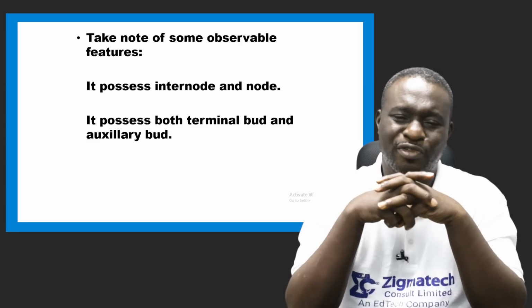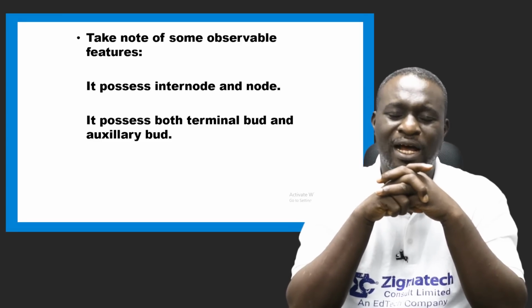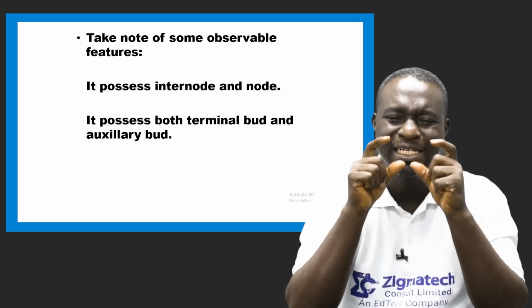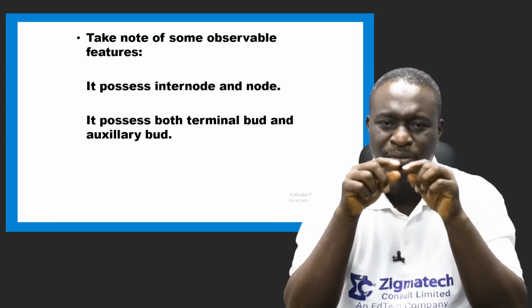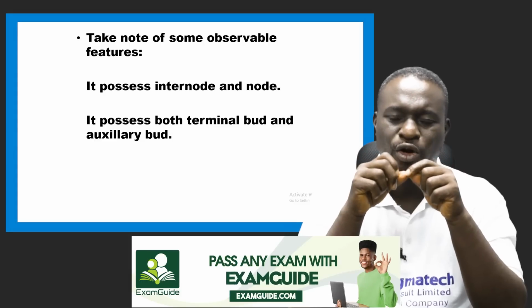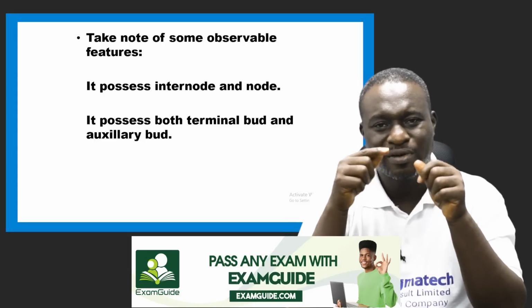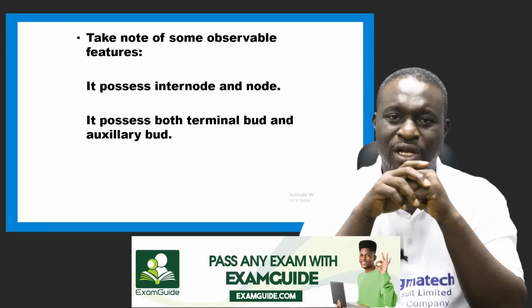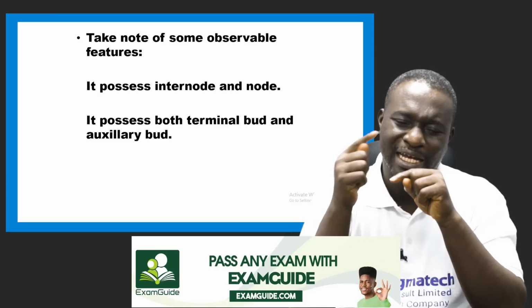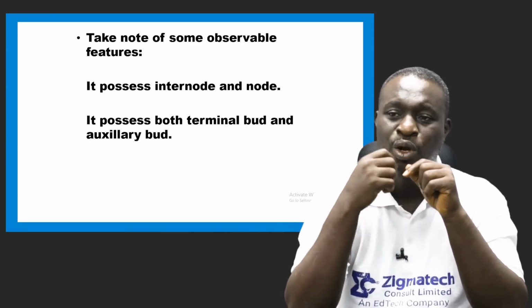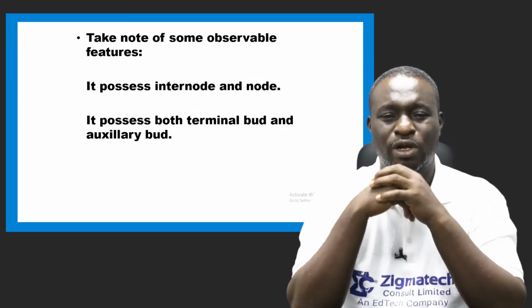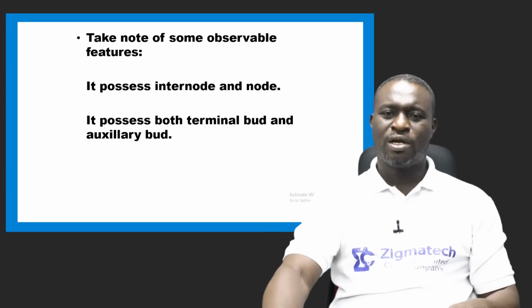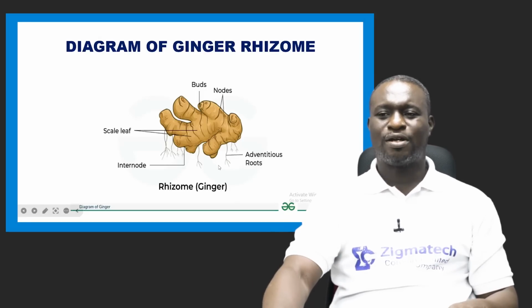Now, what are some of the observable features in the ginger? The ginger possesses what we call internode and the node. If you have a ginger plant or a ginger stem, you will discover that there are several things that protrude out. We're going to be seeing it in the picture. That is the node, and then before it we have the internode. The ginger also possesses what we call terminal bud and auxiliary buds.